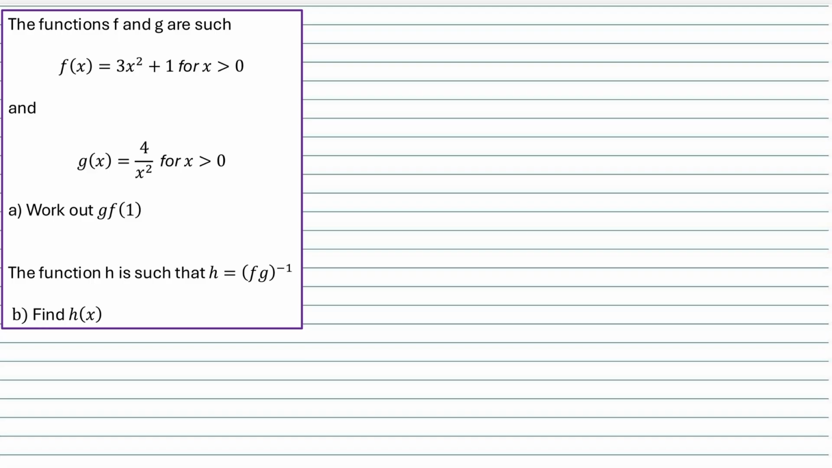Okay, so welcome back if you had a go. So to work out gf of 1, we need to substitute 1 into f of x. When x is 1, substituting that into here, we'll have 3 lots of 1 squared plus the 1. So 1 squared is 1, times that by 3, which is 3, added to 1 will give us 4.